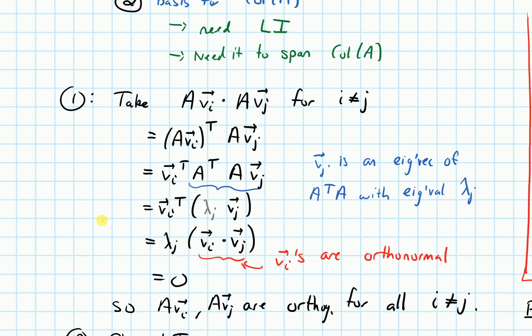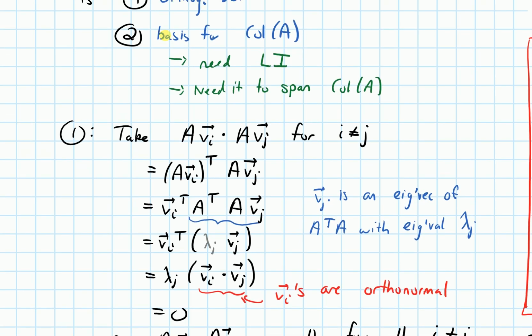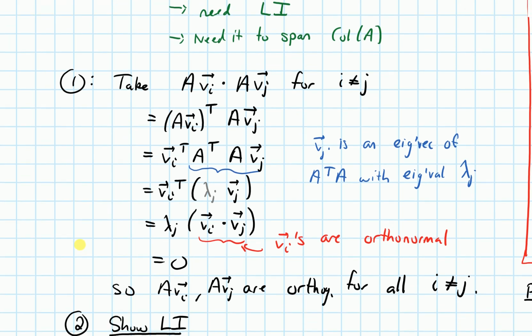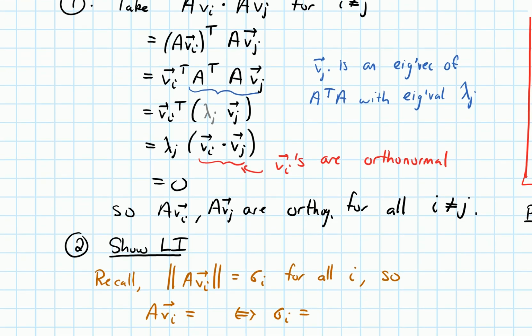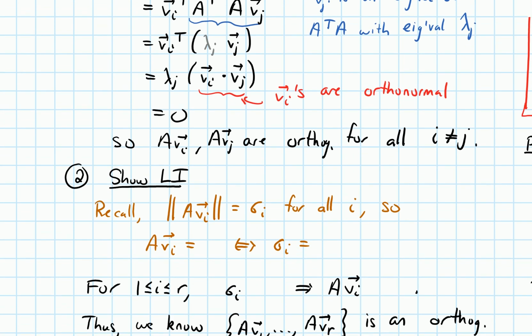All right, so the next thing that we need to do is show that our set is a basis for the column space of A. So we need to check that it's linearly independent, and we need to show that it spans the column space of A. So let's start with linear independence. For the linear independence portion, I've written most of the argument out. I just want to fill in the blanks together.